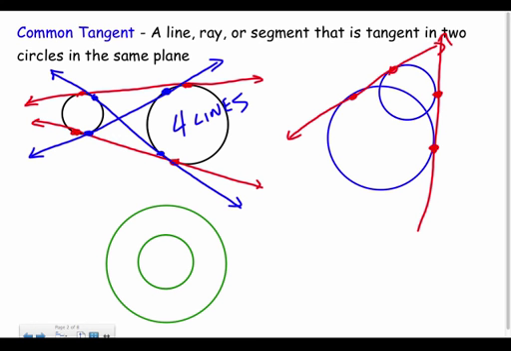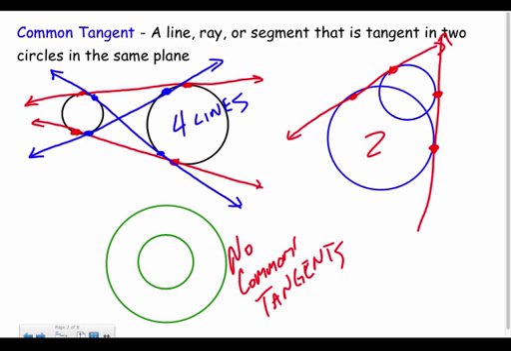What about this last situation? If I draw a tangent line to my small circle, it goes through my big circle twice, so it isn't a common tangent to the small one nor the big one. If I drew a tangent line to the big one, that's never going to touch the outside of my small circle. So this one has no common tangents. And the previous one had 2.